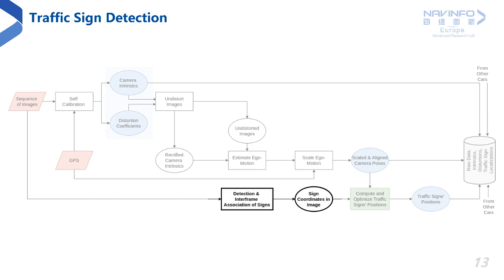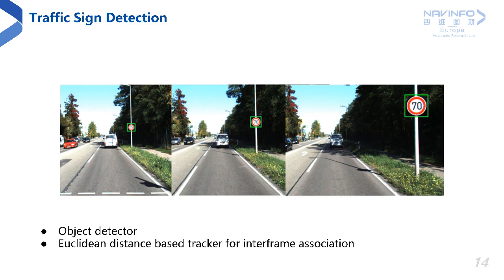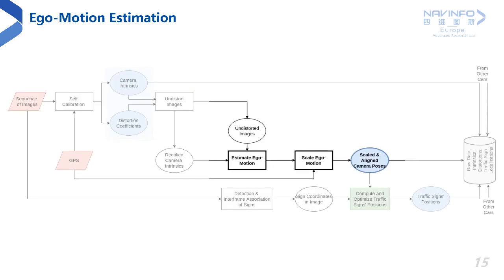Before we can triangulate the traffic signs, we need the 2D positions of the traffic signs observed in the images as well as the corresponding camera poses. Given the rectified images, we perform traffic sign detection and associate them across the frames. We use a detector such as SSD plus MobileNet to detect the traffic signs present in the image sequence. Thereafter, using a Euclidean distance-based tracker, we identify which detections belong to the same object in the scene.